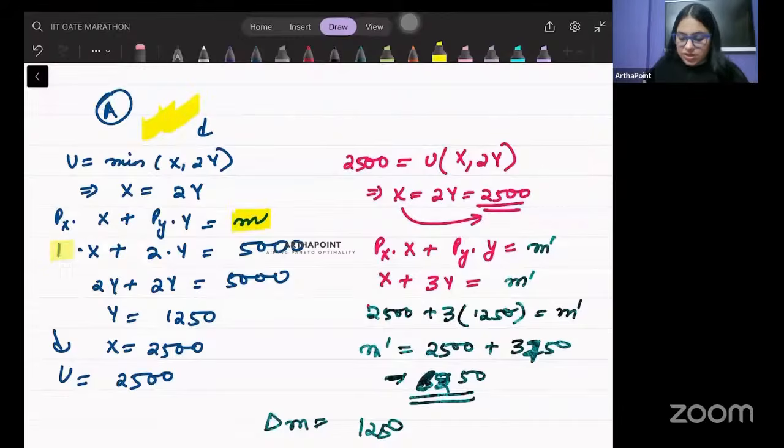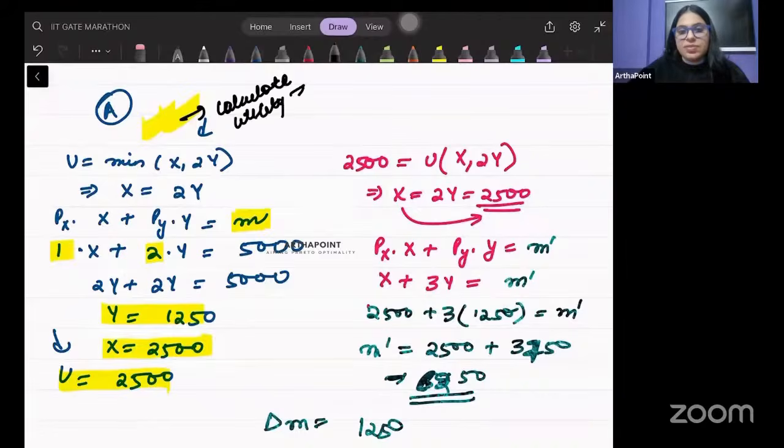You were given the prices. You found out your X and Y. And from that X and Y, you found out the utility. ये हो गया आपका initial case. Calculate utility based on your initial income and initial prices. ये initial case हो गया.